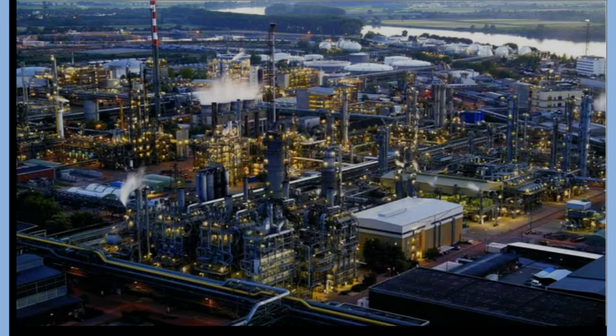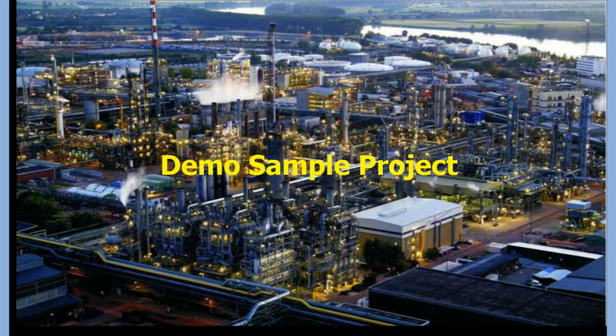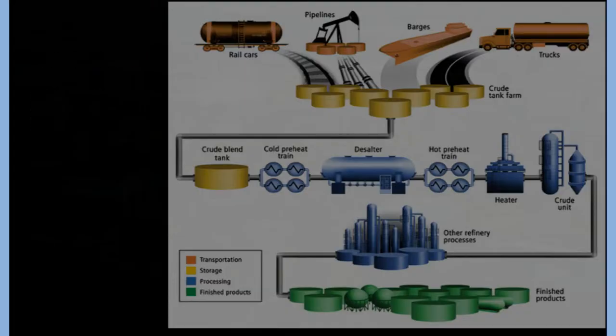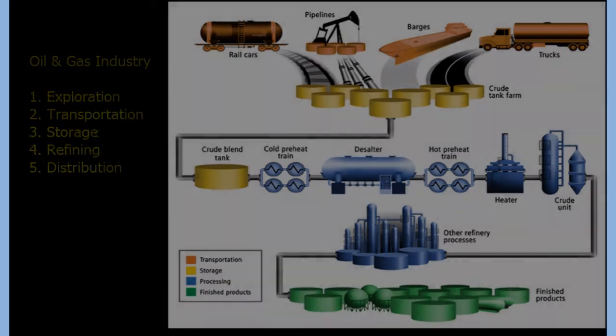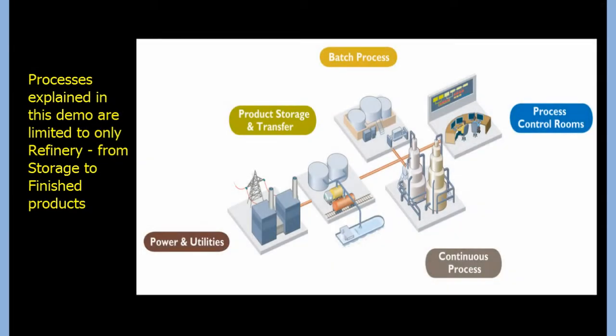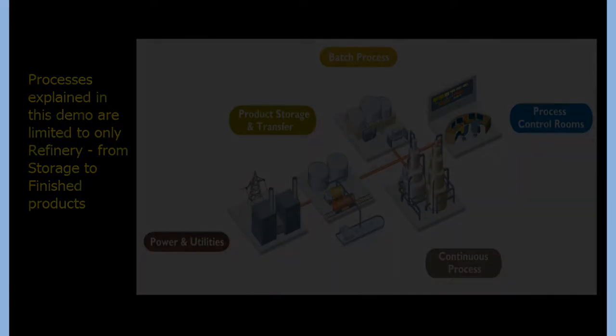In the first step we create a project plan in the solution system. Life cycle processes of the oil and gas industry involve crude exploration, transportation, storage, refining process and usable oil storage and distribution. Processes explained in this demo are limited to only the refinery, from crude oil storage to finished products.